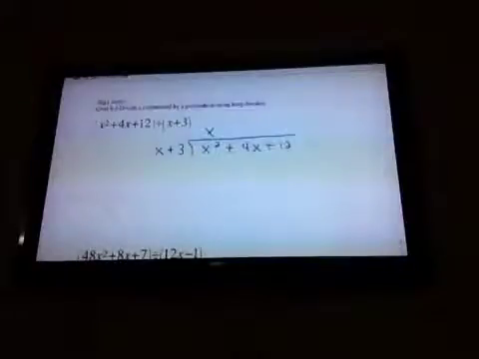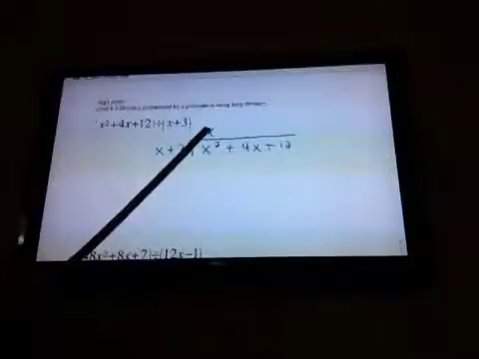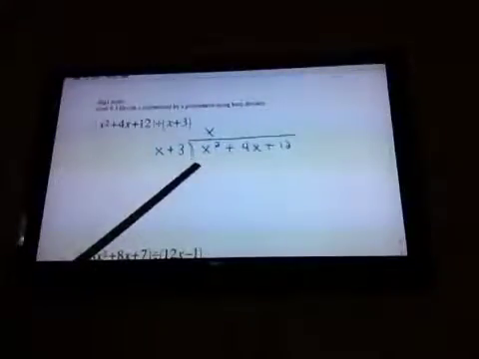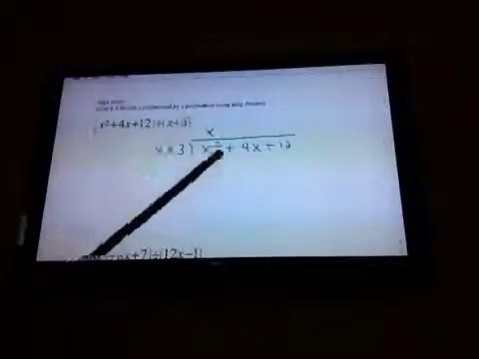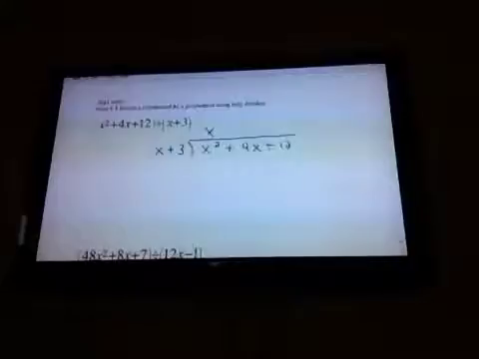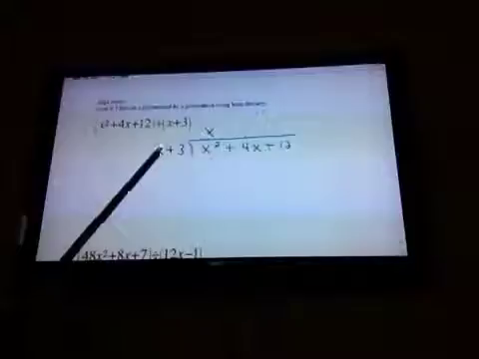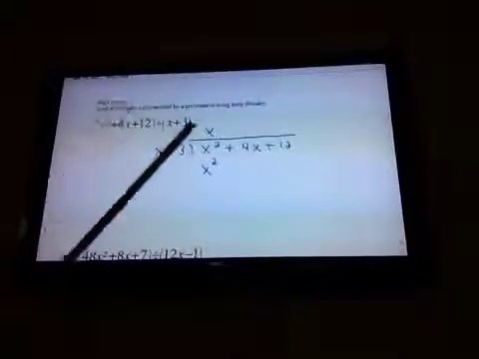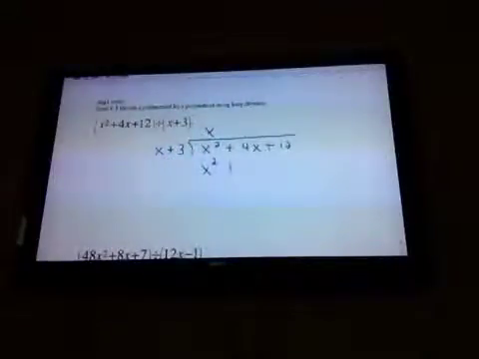Now, think back to long division with numbers. What did you do when you put a number up here? What was your next step in long division? Anna? You multiply by the divisor. Okay, you multiplied it by that thing out here. That's exactly what you do here. So we're going to take x times this quantity. X times x is x squared. And then x times a positive 3 is positive 3x.